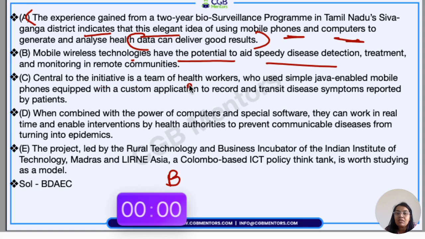Central to the initiative is a team of health workers who use simple Java enabled phones equipped with a custom application. When combined with the power of computers and special software, they can work in real time. When combined with, तो किसको कंबाइन कर रहे हैं?